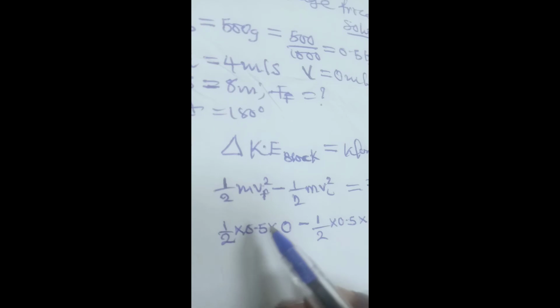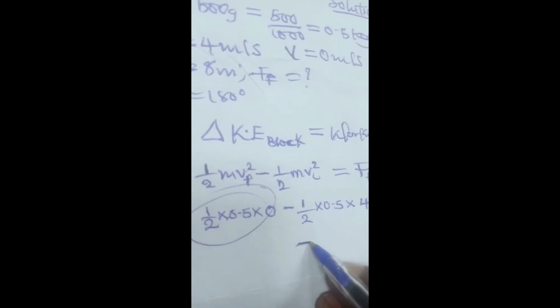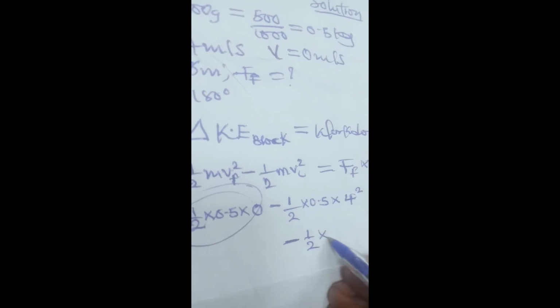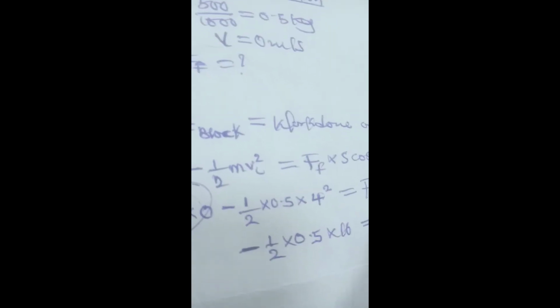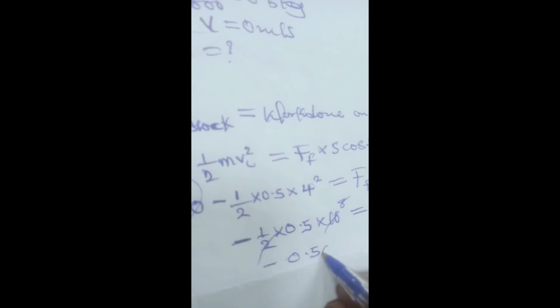So when we replace it with this, remember all this will be 0. Then you'll be left with minus 1 over 2 times 0.5 times 4 raised to power 2, that's 16, is equal to F, that's frictional force, times 8 times cos 180. Cos 180 is equal to minus 1 when you press your calculator. So 2 will cancel 2. When you multiply F times 8 times minus 1, you get minus 8F, that is frictional force.